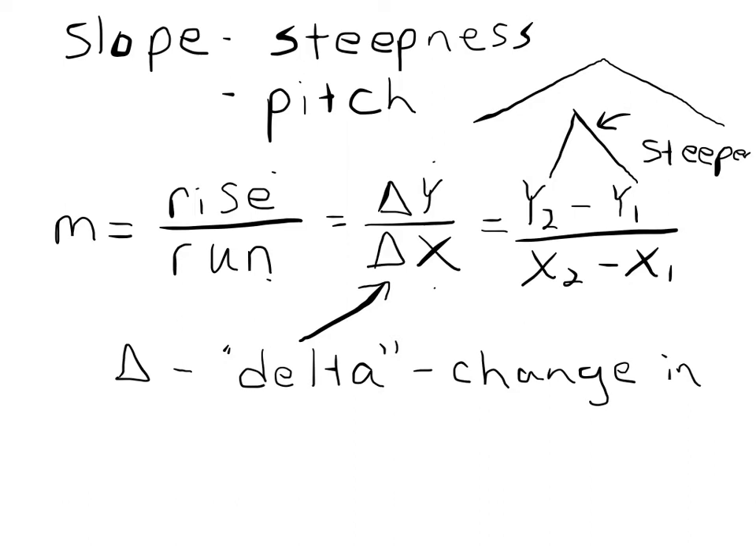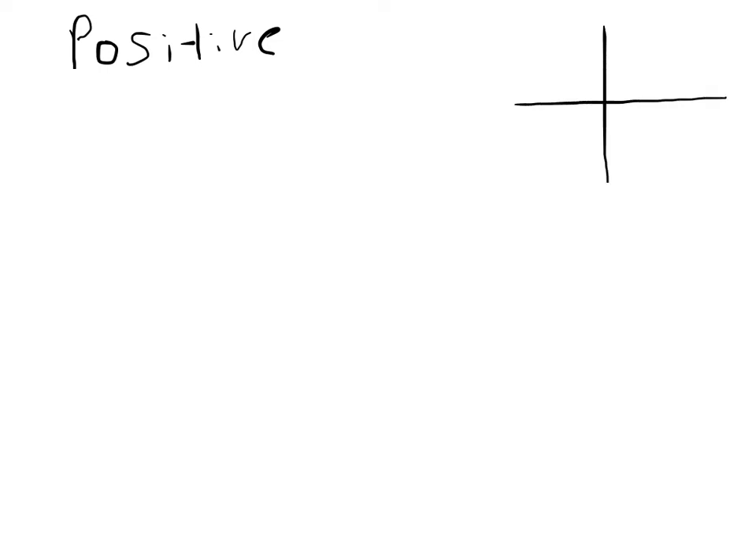All right, let's talk a little bit more about slope and positive slope. Let's start with a positive slope. I'm just going to draw a picture. In your notes, this goes under the picture. If you have a coordinate plane and you have a line, so here's your line right here.